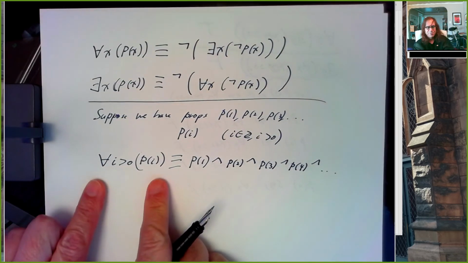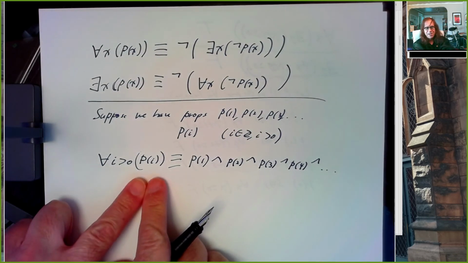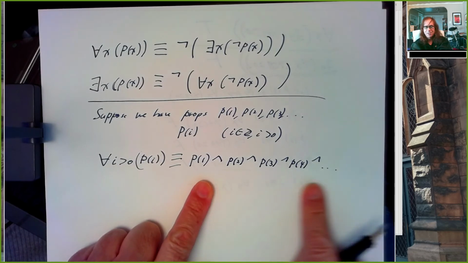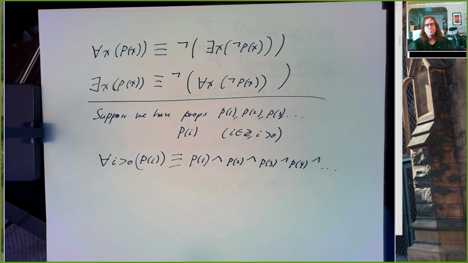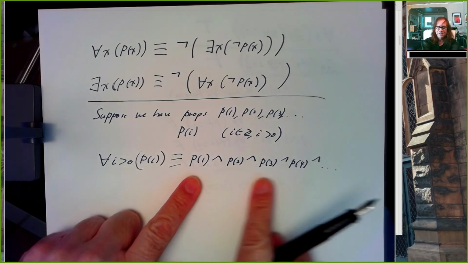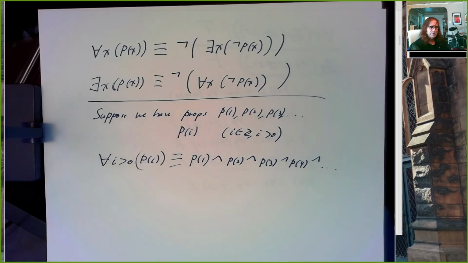So this statement, for all I bigger than 0, P of I, is the same thing as writing the conjunction of all of these P sub i's: 1, 2, 3, 4, and so on. So it's a big, long AND statement. Right? Get out your infinite input AND gate and connect all of these to the inputs. And this is the output.